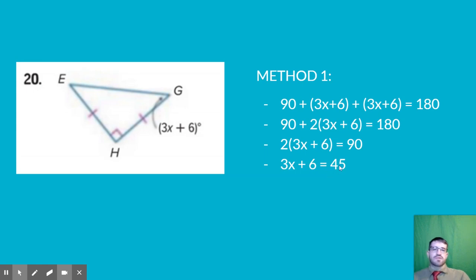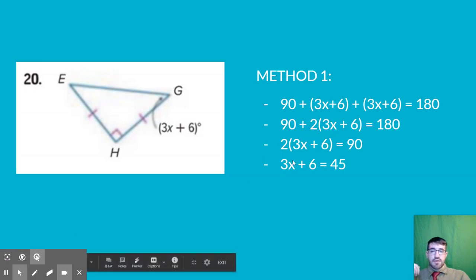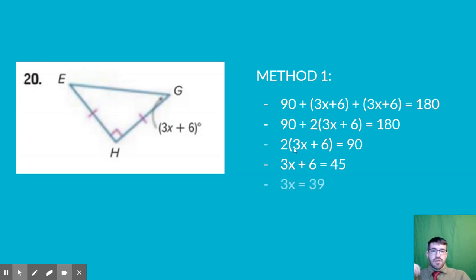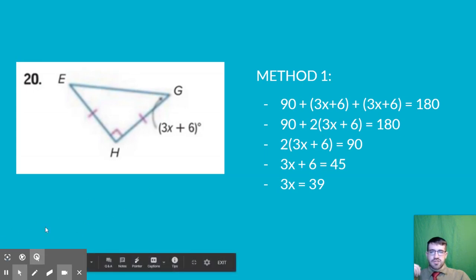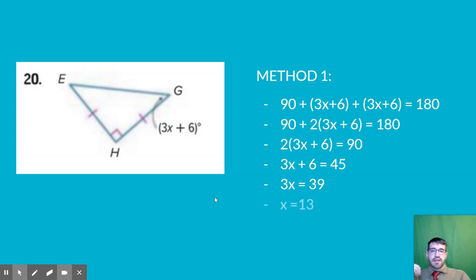And this is all algebra. There's different ways you could do it. You could have distributed the 2 up here. You could have distributed the 2 down here. I just chose to divide through by 2. But what you get then is you get 3x equals 39. And you'll get x equals 13.